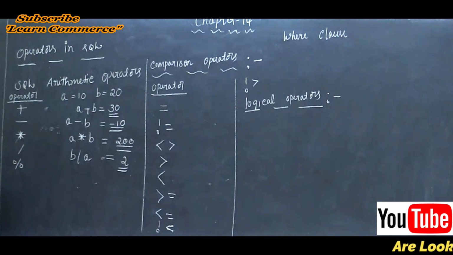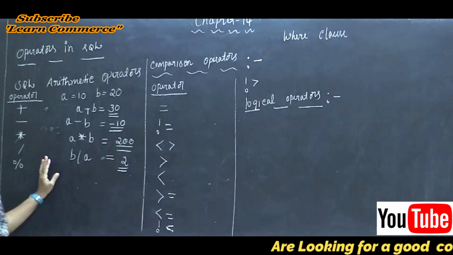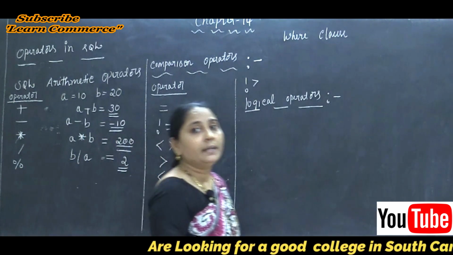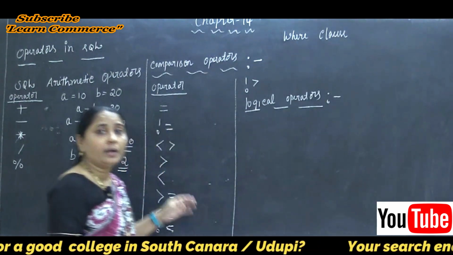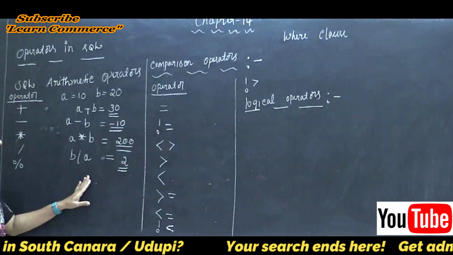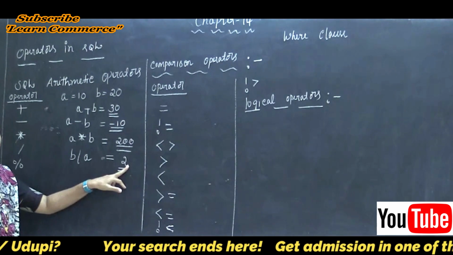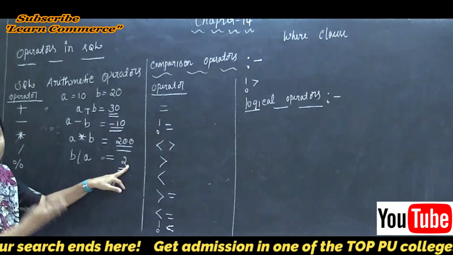Clear this point here? The value is divided, that is the left hand operand divided by the right hand operand. So the answer is 2. Why? Because 10 ones are 10, twos are 20, it divides.